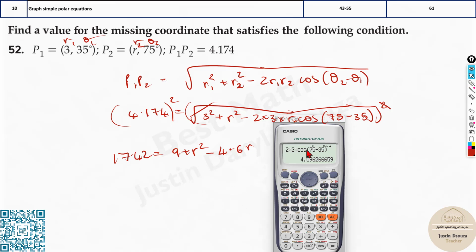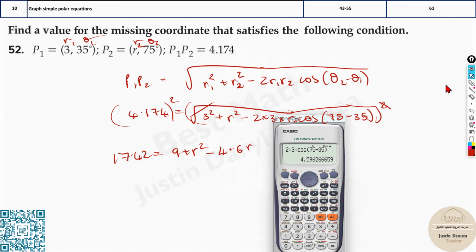Now before I continue, I just want to tell you about the degree mode. These 35 and 75 are in degrees, and our calculator is also in degree mode. That's absolutely fine. But if at all yours was like this, shift 4, and if there's an R up here, that means it's radian mode. Your answer will be wrong. This is the wrong answer. Either clear your calculator or press shift mode and 3. Now it's in degree mode, and now press equal to. This is the correct answer.